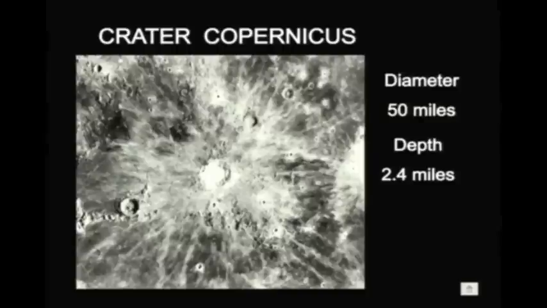But if you look closely at this image, you'll see that there are these white lines we call rays coming out from the crater. These lines are the debris that are blasted out of the crater when the asteroid hits. And these rays can be very, very long. In this case, the rays extend for over 500 miles.